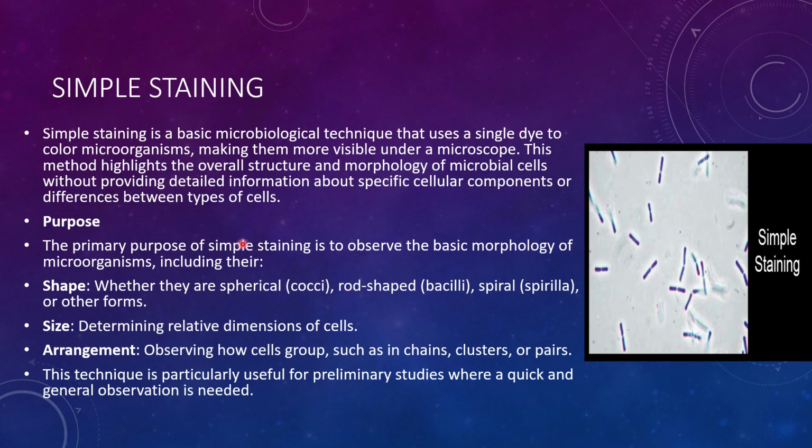The main purpose of it is to determine the shape, whether it is spherical, rod shaped, or spiral shaped. Apart from that, to know the size, that is the relative dimension of the cell, we use the staining technique. And then to know the arrangement of the cell, whether it is present in chains, groups, clusters or pairs, we use this simple staining method. As I told you, this is one of the simplest methods and it is very quick, and you can observe very quickly and come to a conclusion about the morphology of the cell.